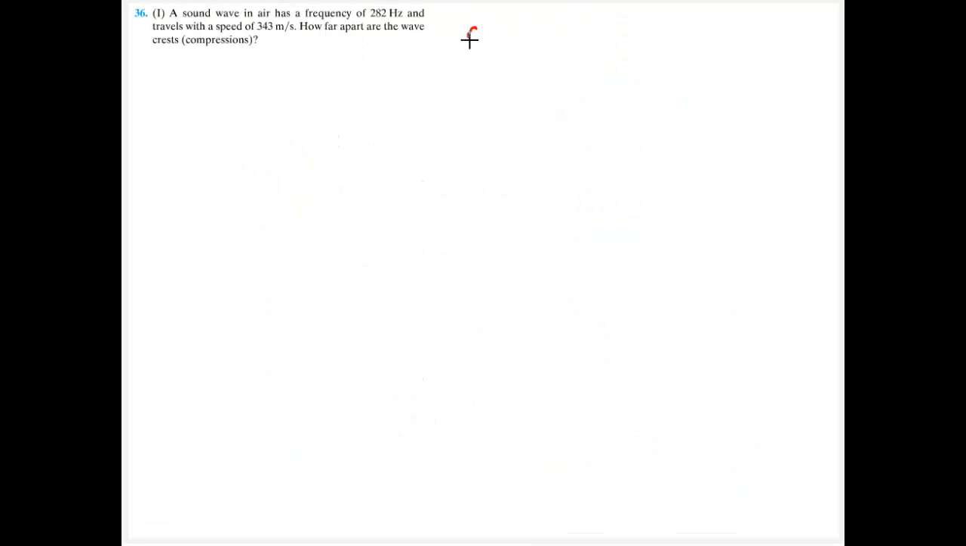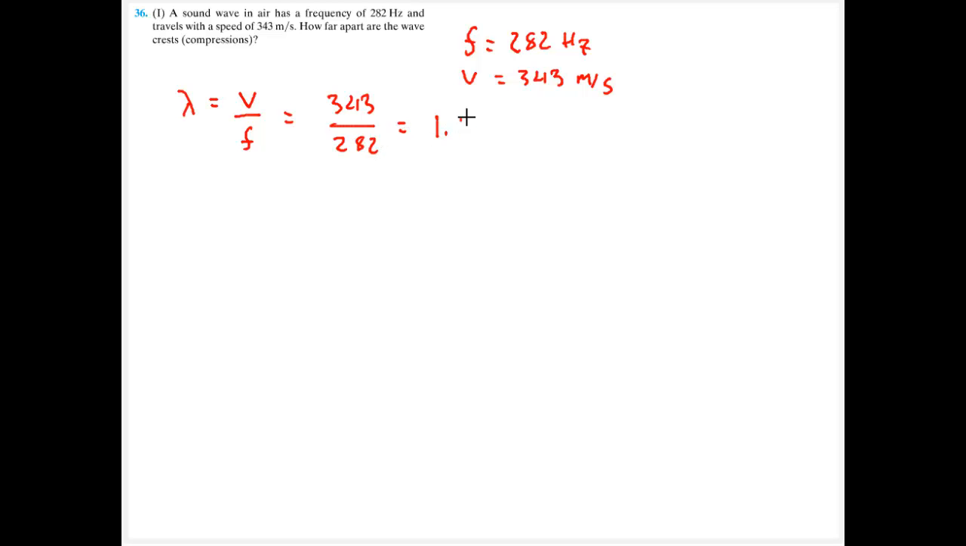For problem number 36, it's fairly straightforward. I know that the frequency is 282 hertz, and I know that the speed of sound is 343 meters per second. I know that the wavelength is related to the speed of the wave divided by the frequency. So 343 meters per second divided by 282 hertz, and I get the wavelength to be 1.22 meters.